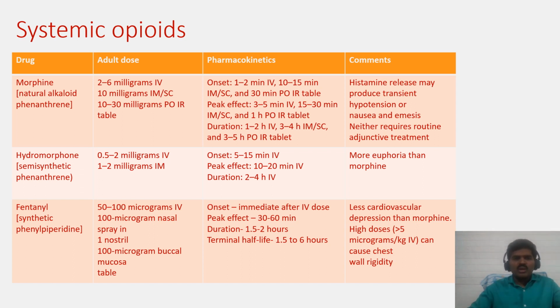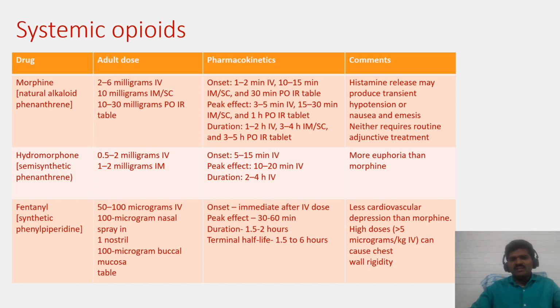So, alternatives to morphine: like fentanyl, hydromorphone is a semisynthetic phenanthrene, 0.5 to 2 milligrams IV, 1 to 2 milligrams IM. Onset within 5 to 15 minutes IV, 10 to 20 minutes is the peak effect. Duration lasts for up to 4 hours, but it has a propensity to produce more euphoria.